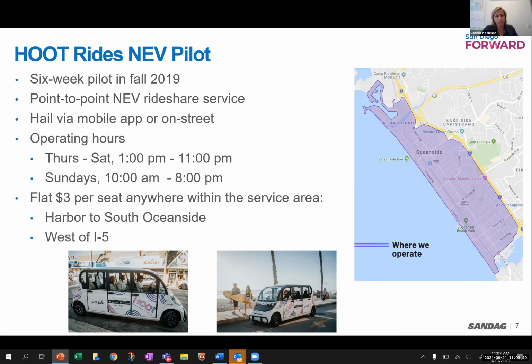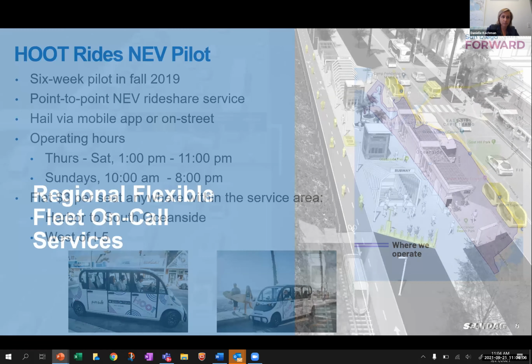And there was a lot of kind of weekend beach travel. You can see there people with their surfboards getting out of Hoot Rides. They charged the users $3 and they could go anywhere within the service area. For those of you that are familiar with Oceanside, it's a wonderful community with a lot to do on the weekend. So it was a very recreationally focused service, but really embraced by the community for the short time that pilot existed.